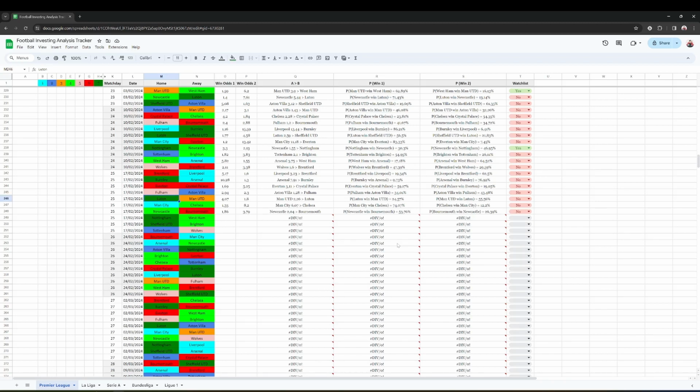I think it kind of makes sense. I'm hesitating because I'm still considering whether it's worth backing Manchester United away against Luton. But Luton now, with these odds and this probability, reflects the unexpectancy that Luton is demonstrating recently as well. So I'll leave it at that.